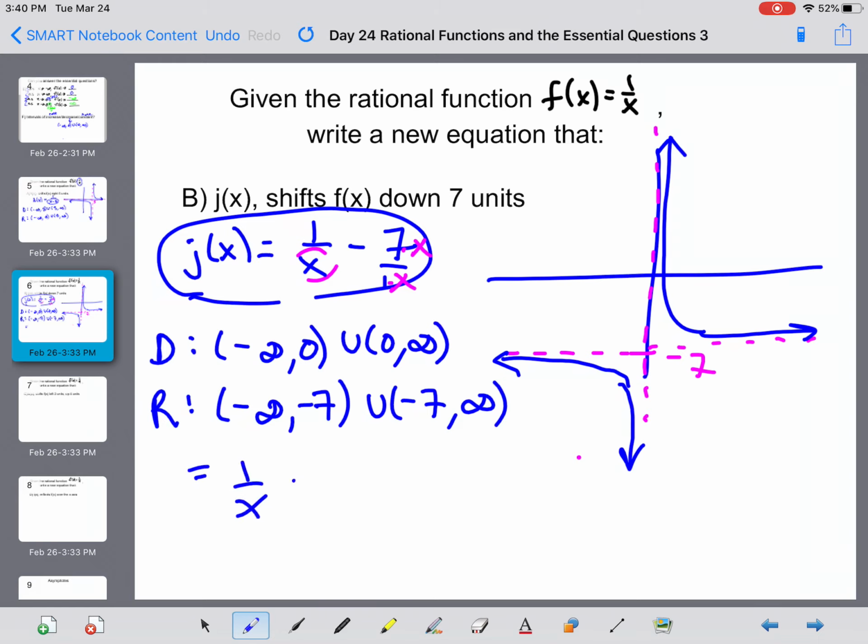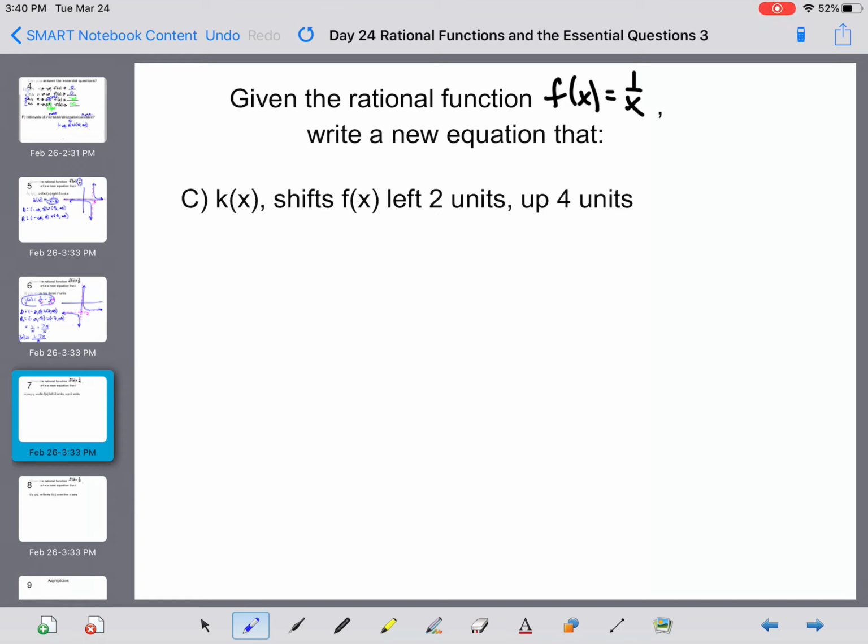So we're going to have 1 over x minus 7x over just x. Now that I have a common denominator, we can go ahead and just do the subtraction. So 1 minus 7x all over x is another way that j of x could be presented. They're the exact same graph. Just the way the functions are written happen to look a little bit different.